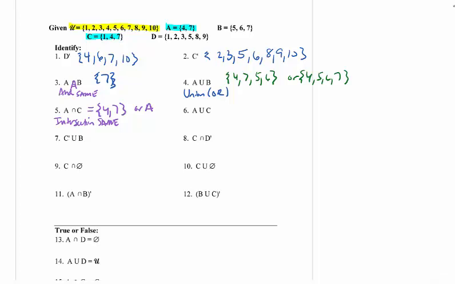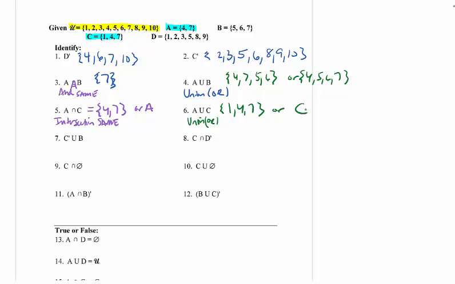Number 6 is looking at my union, which is saying list everything. So when I look at these, C and A, where they're highlighted in blue, that would just be 1, 4, and 7, or you could actually list it as set C. Either one of those is okay.